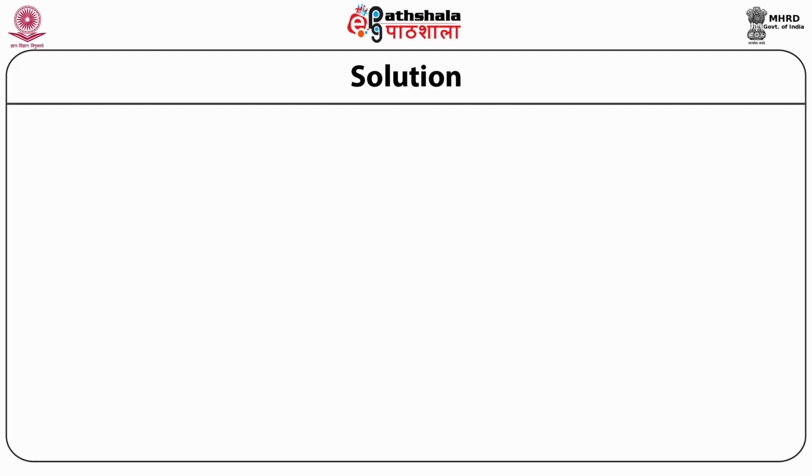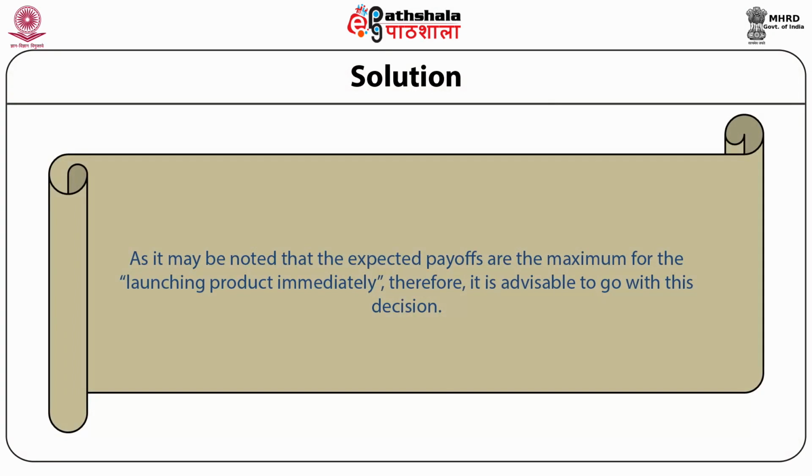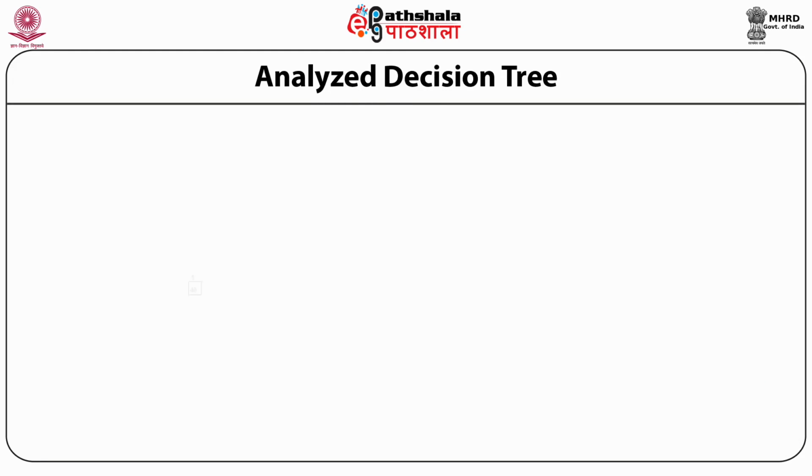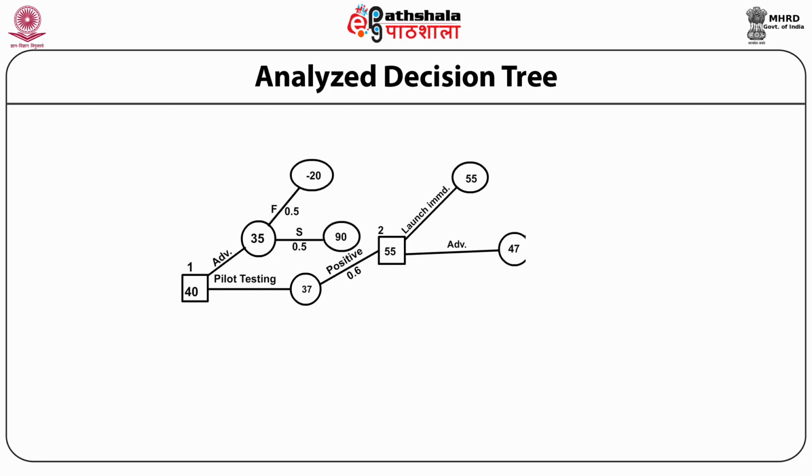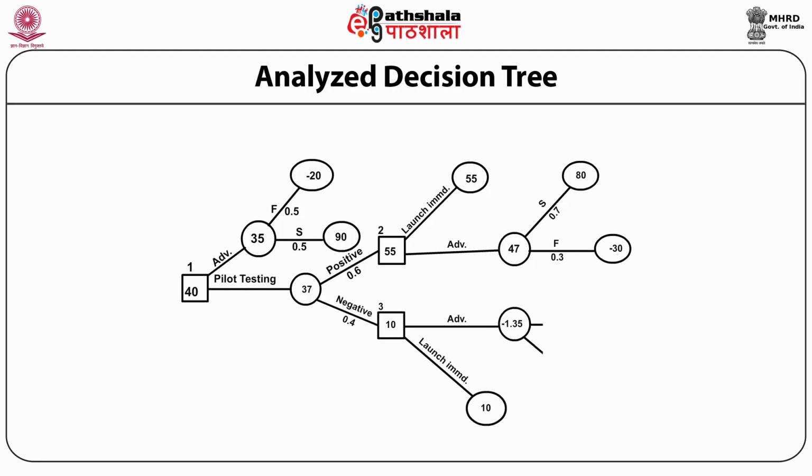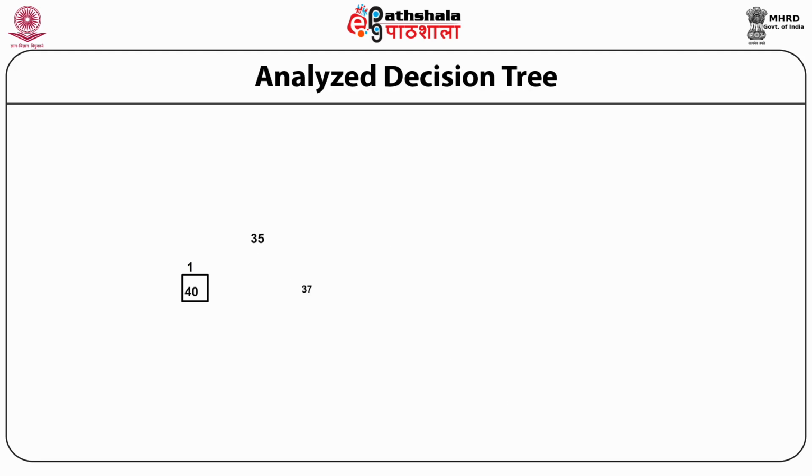So as I have already told you, the best strategy is to go with the immediate launch of the product rather than going for pilot testing or sales promotion or advertisement, because here the payoffs are the maximum. This is a self-explanatory diagram. Here you can see that at every chance node we are able to give an expected value. It means we are able to remove the uncertainty prevailing at every chance node, and by removing the uncertainty at every chance node we are in a position to take a better decision.